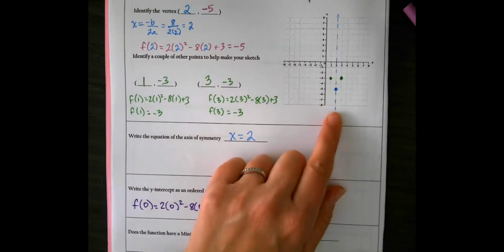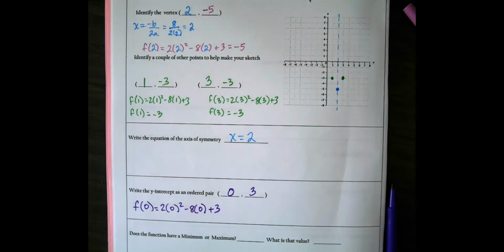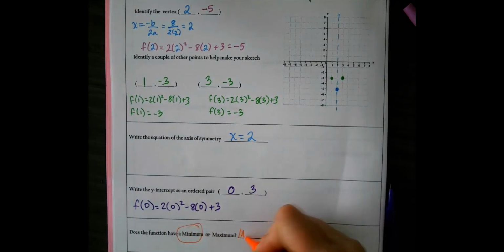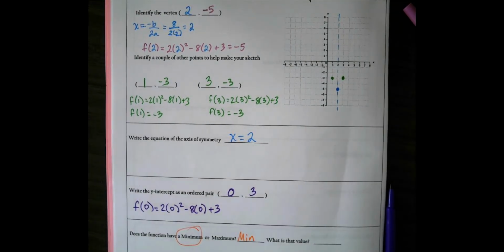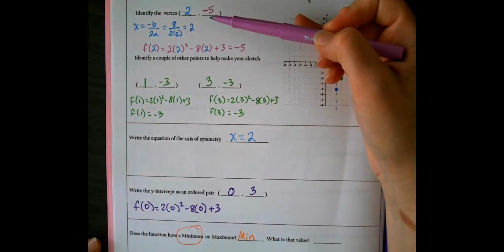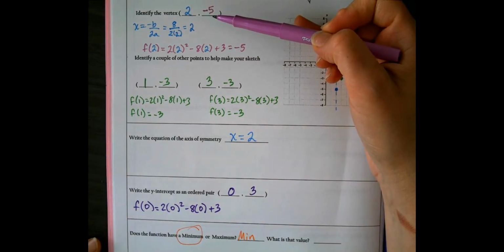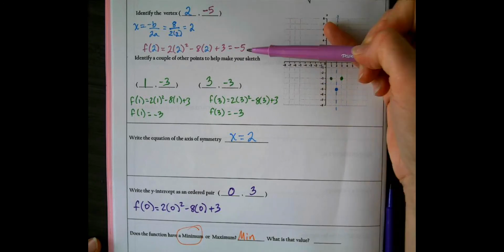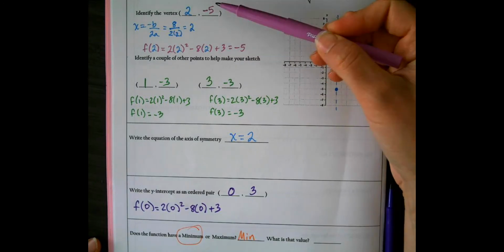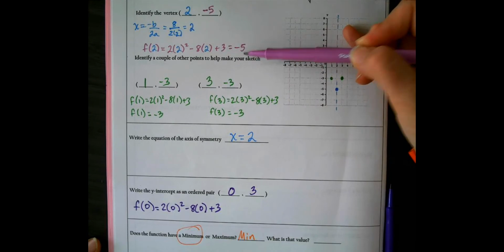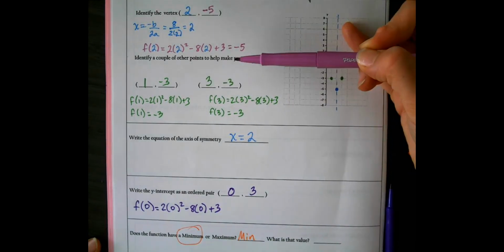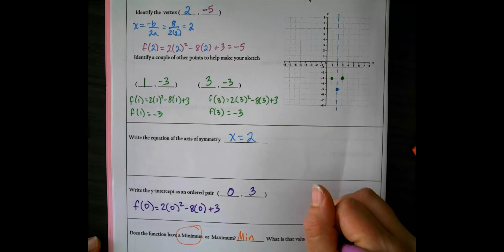Now, does the function have a minimum or maximum? We can see right here, it has a minimum. And what is that value? That is easy to find as well because we already found it. The value is always going to be the y value of our vertex because that was our output at that point. So when we plugged it in, we got a -5. That's the value of the function at its lowest point. So that is a -5.